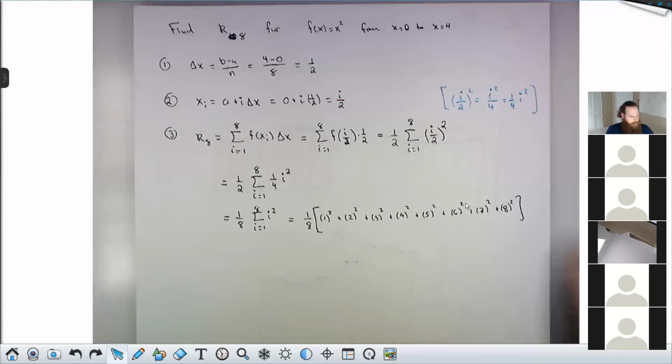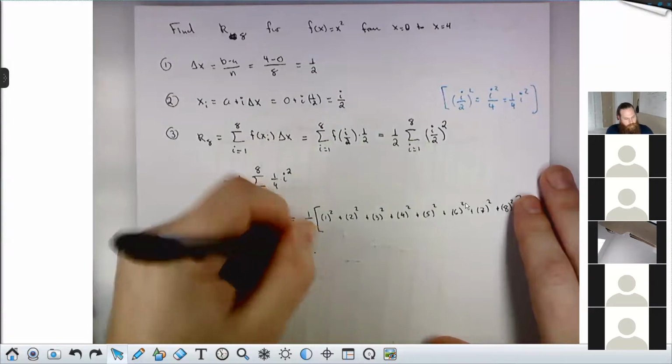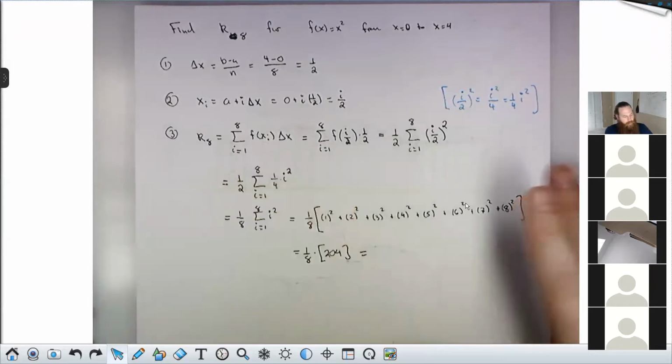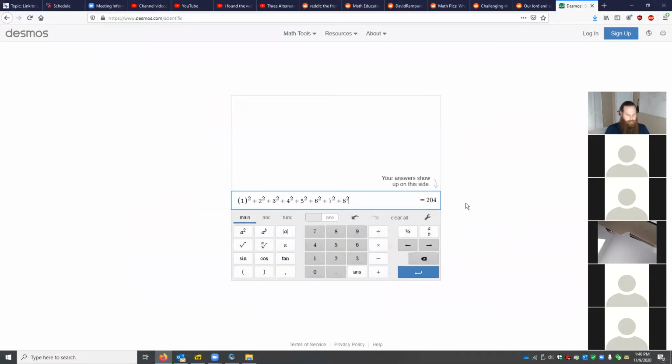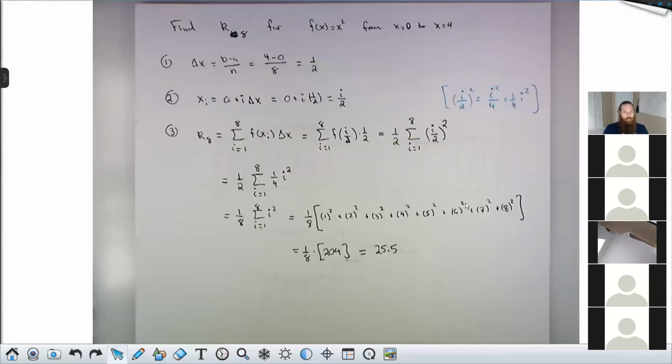So this is 1/8 times 204. And if I divide 204 by 8, we get 25.5. So this is a reasonable estimate for that area. I've used 8 rectangles, n is getting bigger and bigger. And the larger n is, the more rectangles you use, the better your approximation will be.